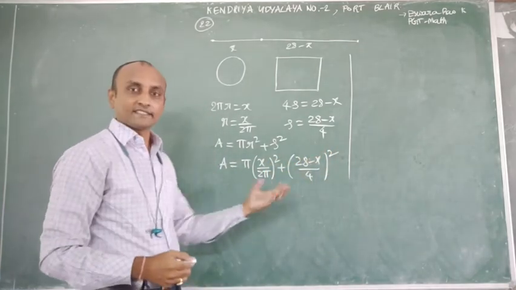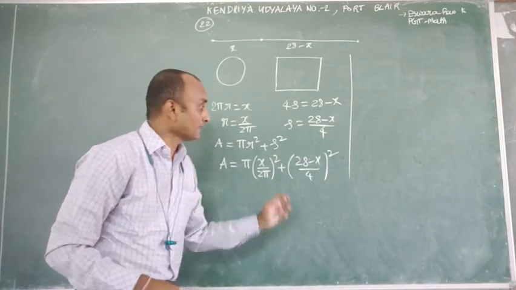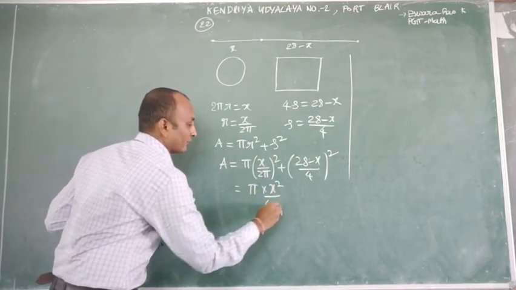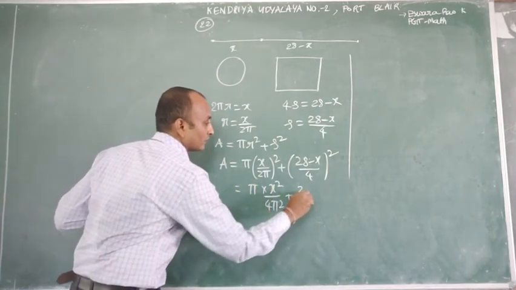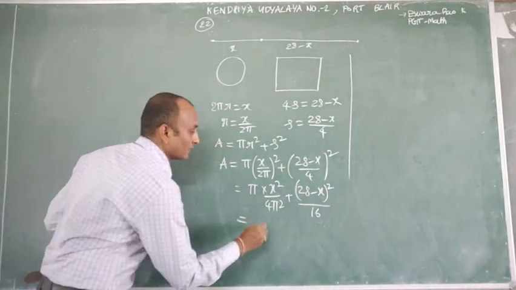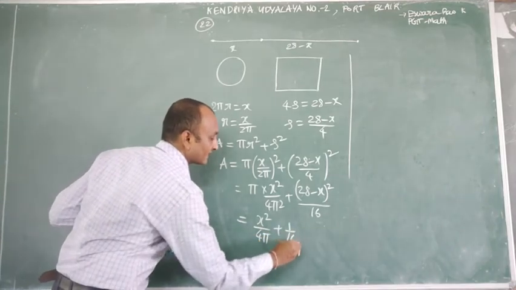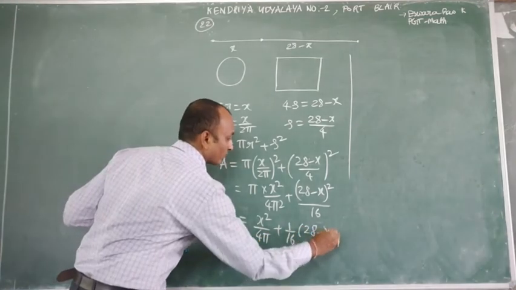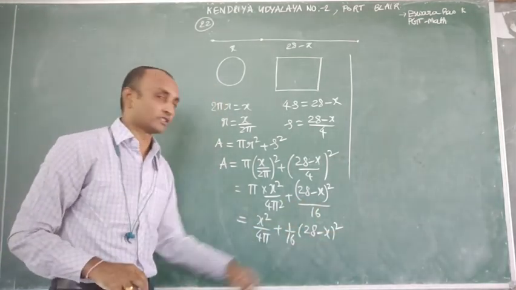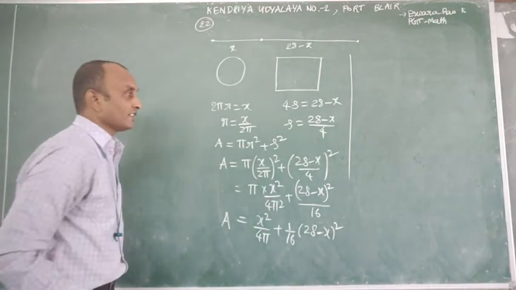So x is the only one variable, I can differentiate it, but don't be in a hurry. Simplify this. Pi into x square by 4 pi square, plus 28 minus x whole square by 16, which is x square by 4 pi plus 1 by 16 into 28 minus x whole square. We have to differentiate it. There are no square roots, so directly you can differentiate area and equate it to 0.